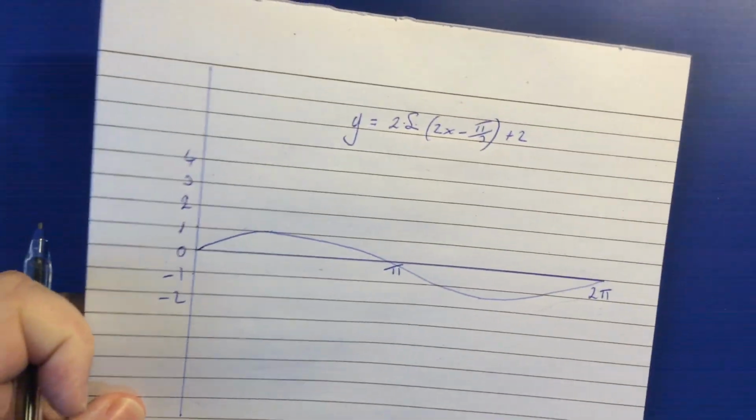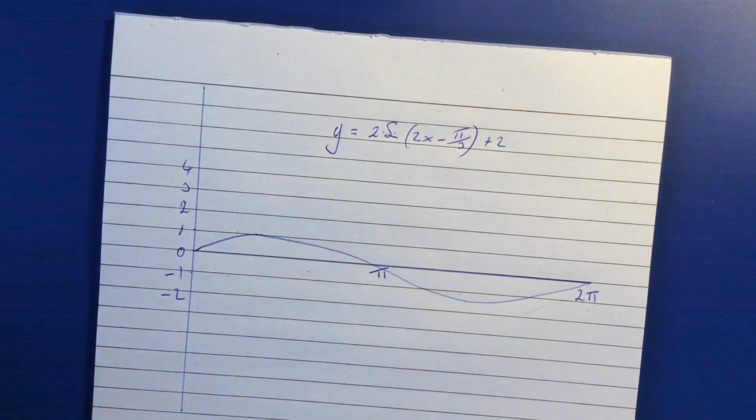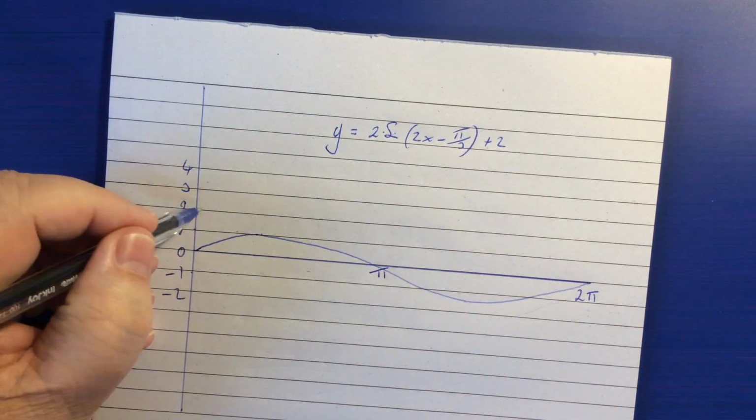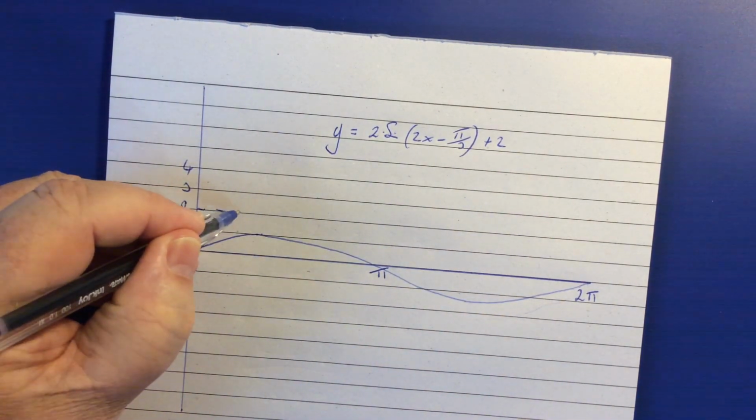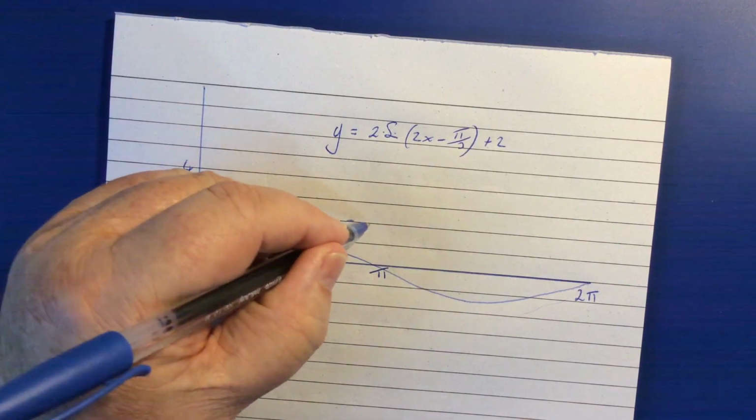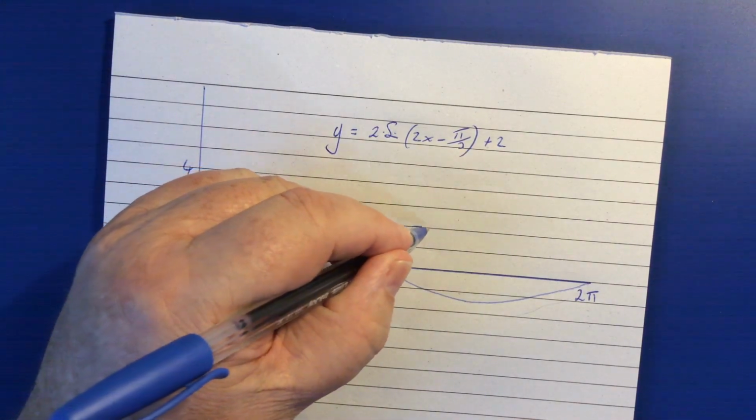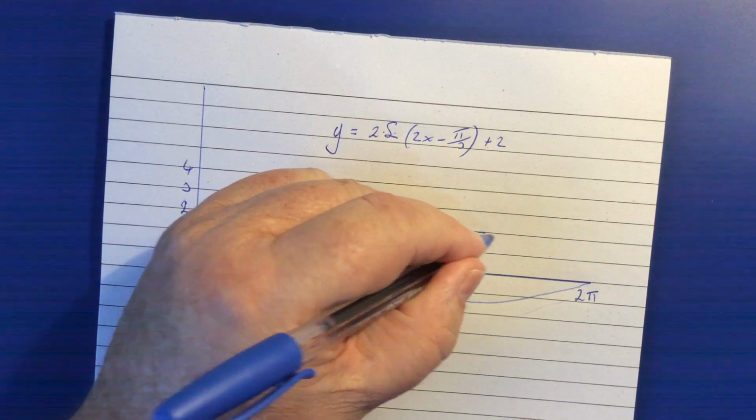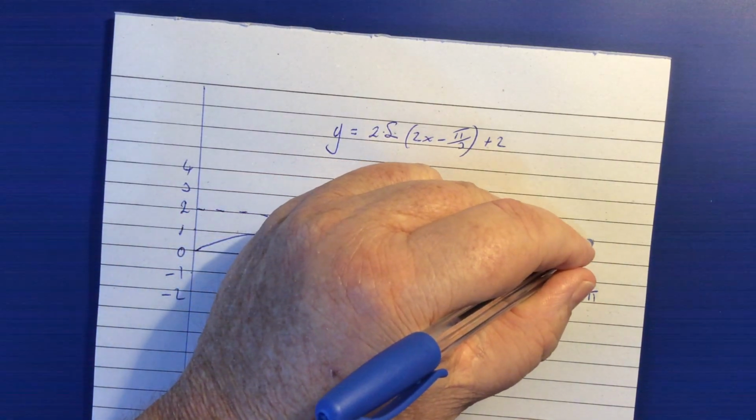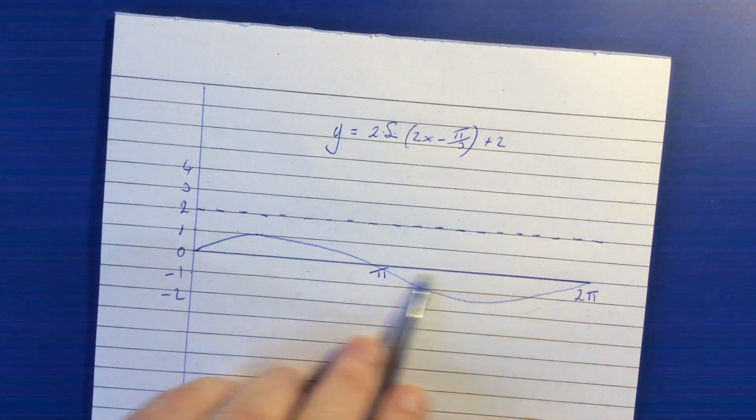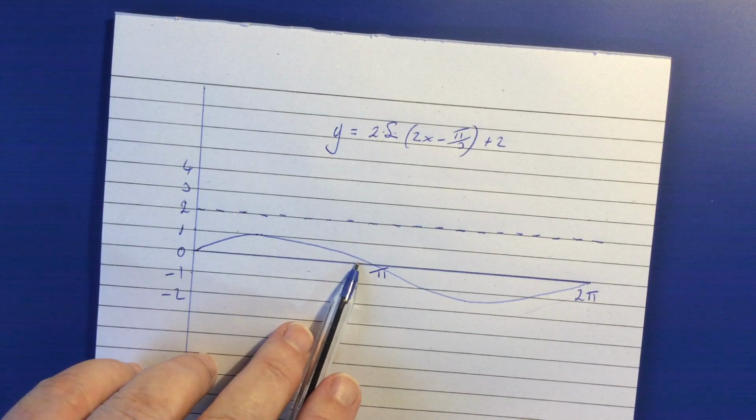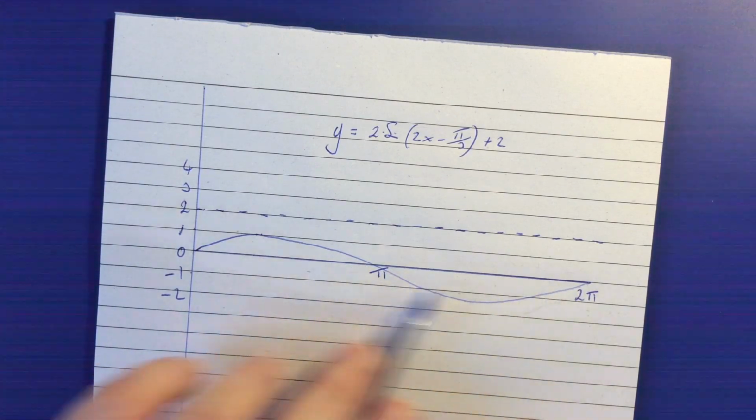Okay, so I guess the first thing to note, the easy thing to note, is that this graph is going to be moved up 2. So I'm just going to draw in a dotted line here, and this is what is called the median. It is the median value of the function. Here the median value of the function is 0 because there are as many positives here as there are negatives here.